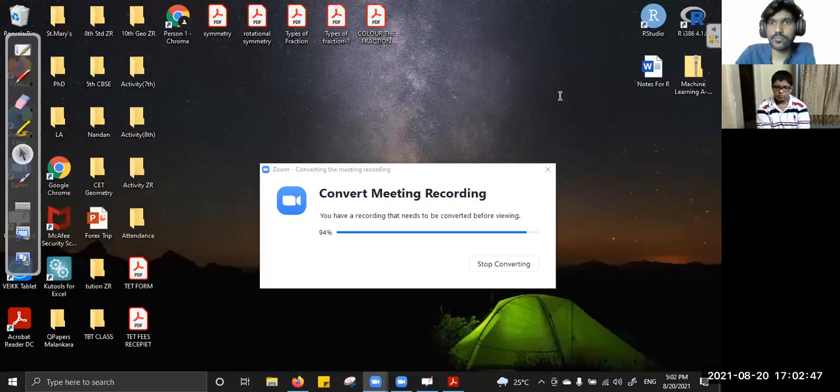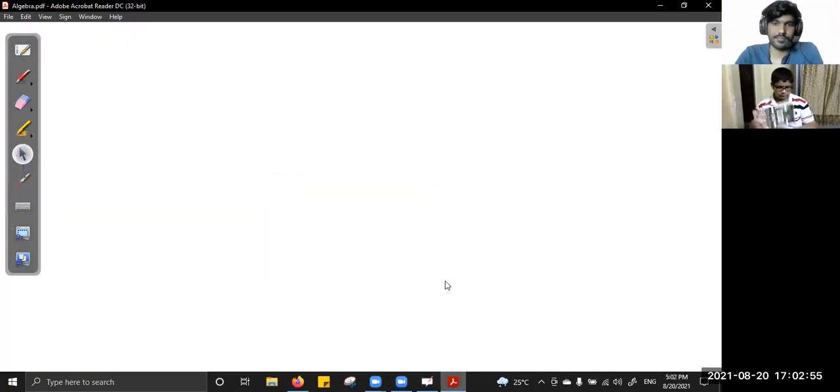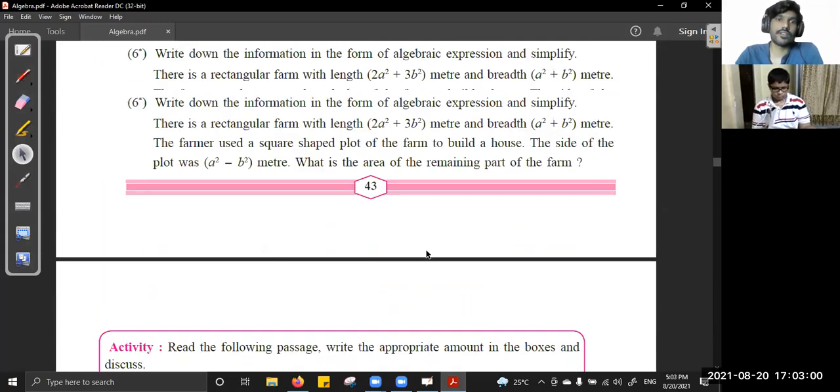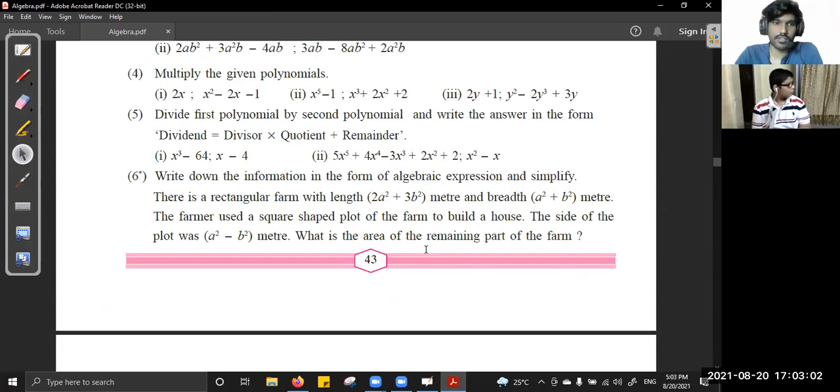The division, both are correct. So you have understood right now how to do division. So we'll start with, I think that is done, right? The sixth one is left.